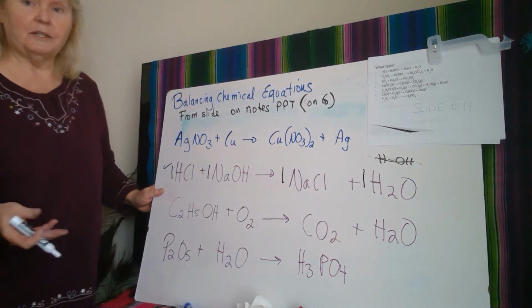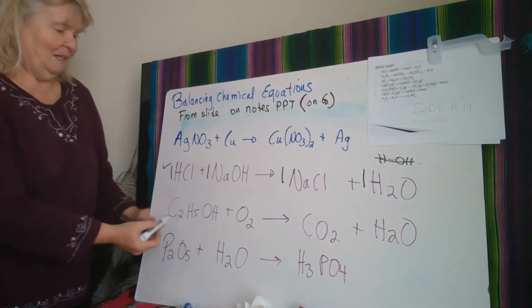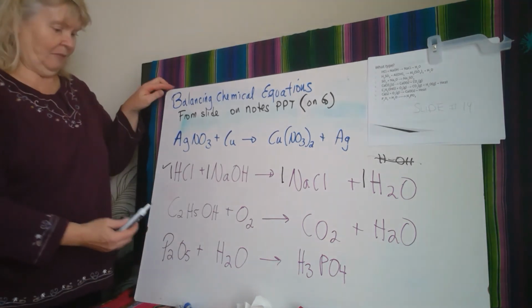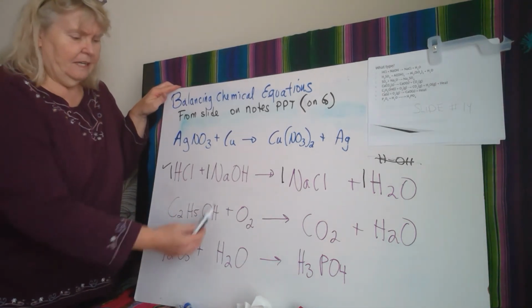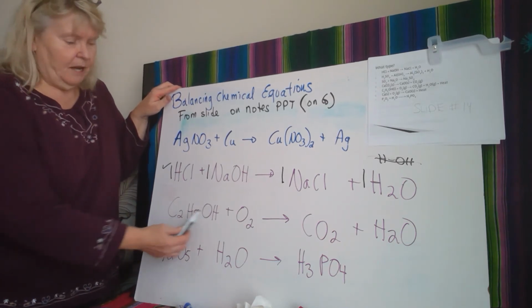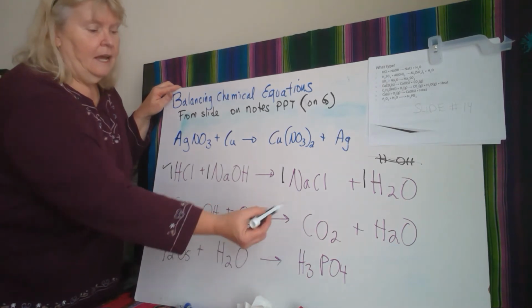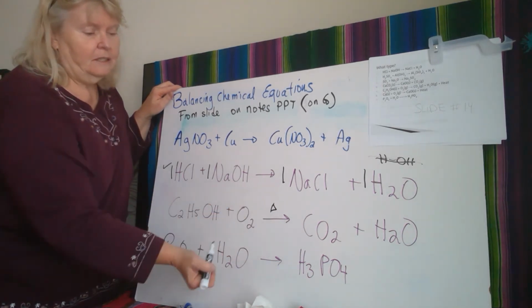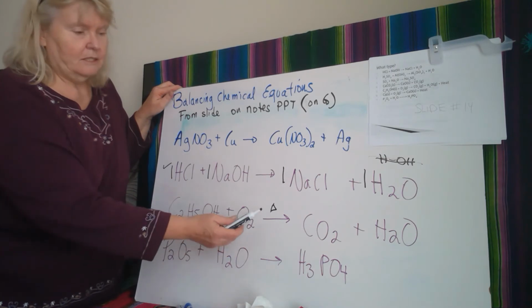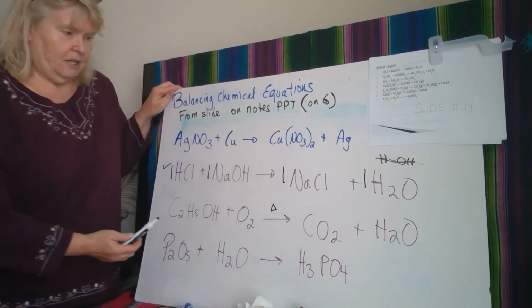Don't put 0, because if you put 0, that means you have to get rid of it, and we still have it. All right, let's try this one. Now, this is a combustion reaction. So I have some kind of compound that is going to burn in oxygen, and usually I'm going to have some heat with it, which I put a little delta sign. So let's take a look at what I have on either side.